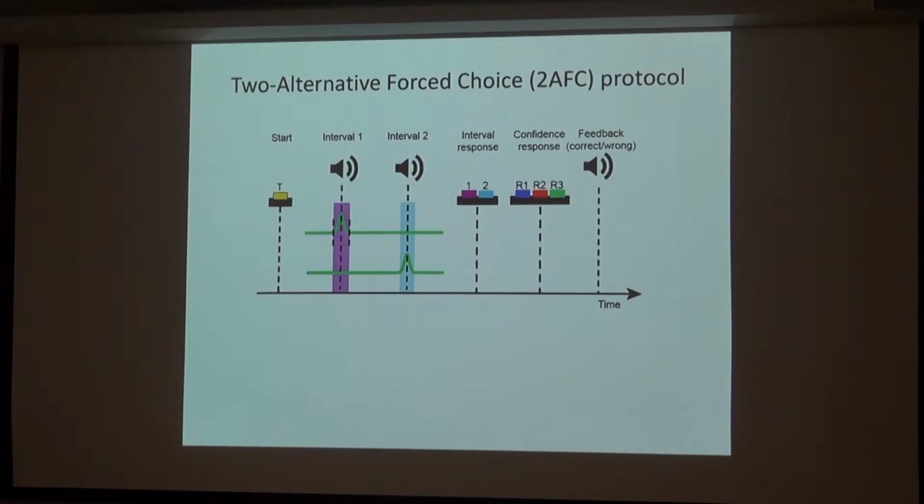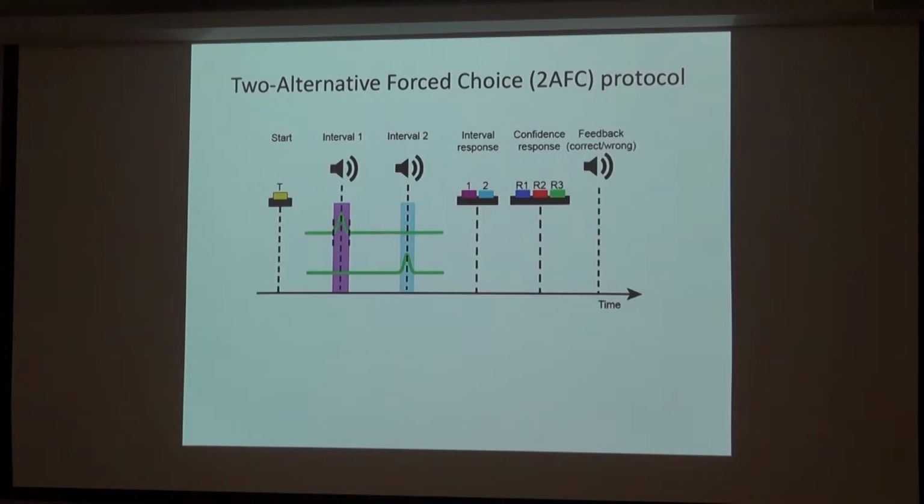And then thereafter, they gave a confidence response, indicating how confident they were in the response. 3 indicated a high confidence rating, and 1 meant they were not so sure in their response. Afterwards, they also received feedback as to whether or not their responses were correct. So this had a couple of advantages.